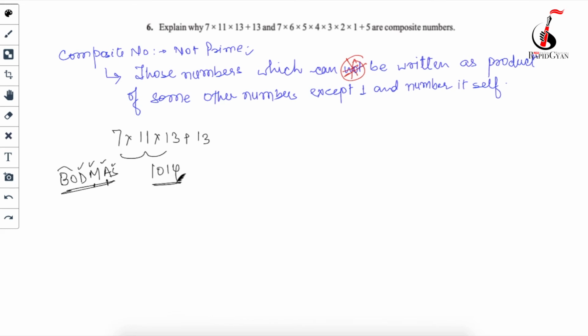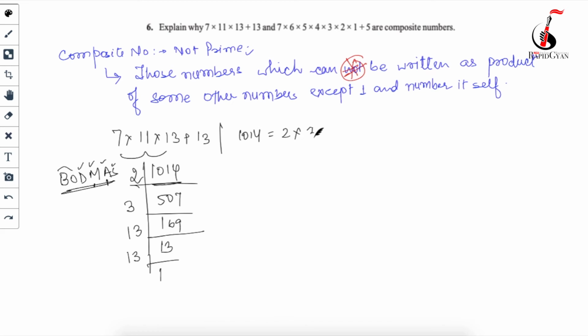Now find the prime factorization of 1014. If I go and find the prime factorization of 1014, 1014 divided by 2 is 507. Then again I divide by 3, I get 169. Then again I divide by 13 and I get 13. So the prime factorization of 1014 is 2 times 3 times 13 times 13, which is satisfying your definition.